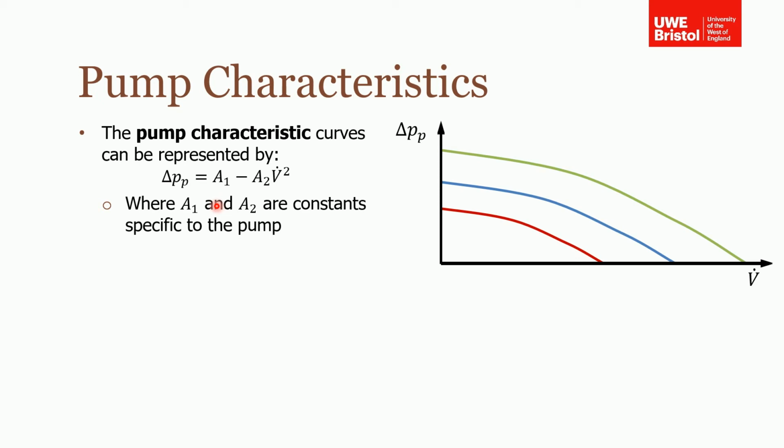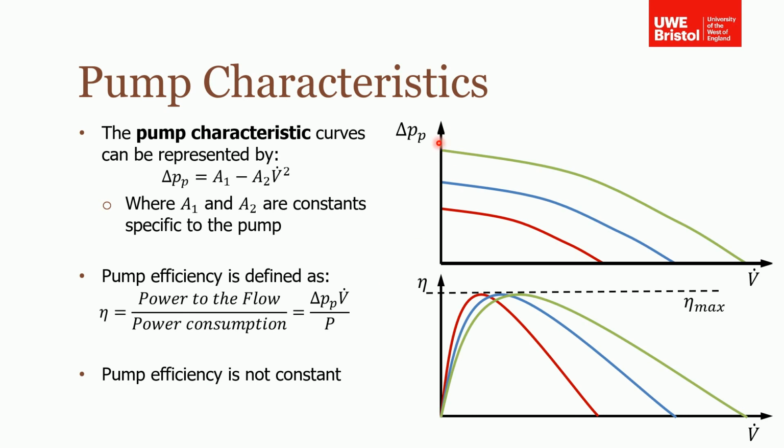You can't determine those in advance; they're normally found by designing the pump and then testing it and getting these curves out, and then you can fit this general equation to them. So just keep a mental note of this equation, because we'll come back to it when we find the operating point of a pump in a particular pipe network.